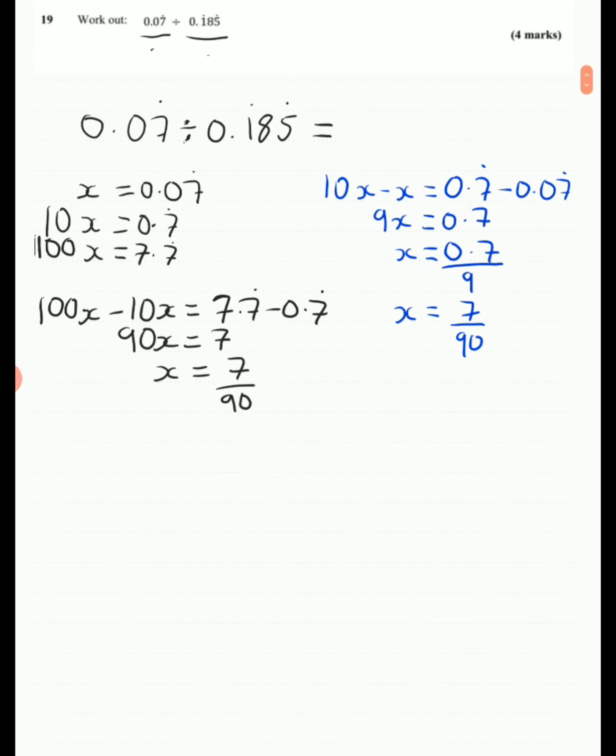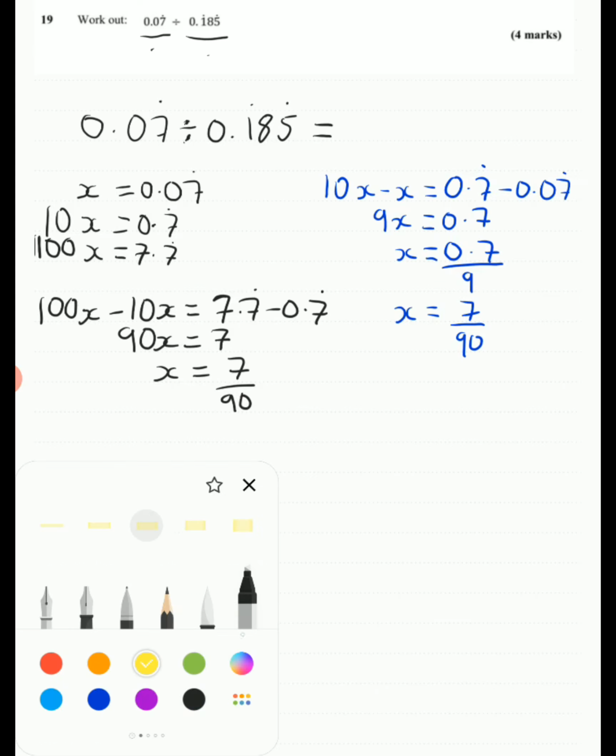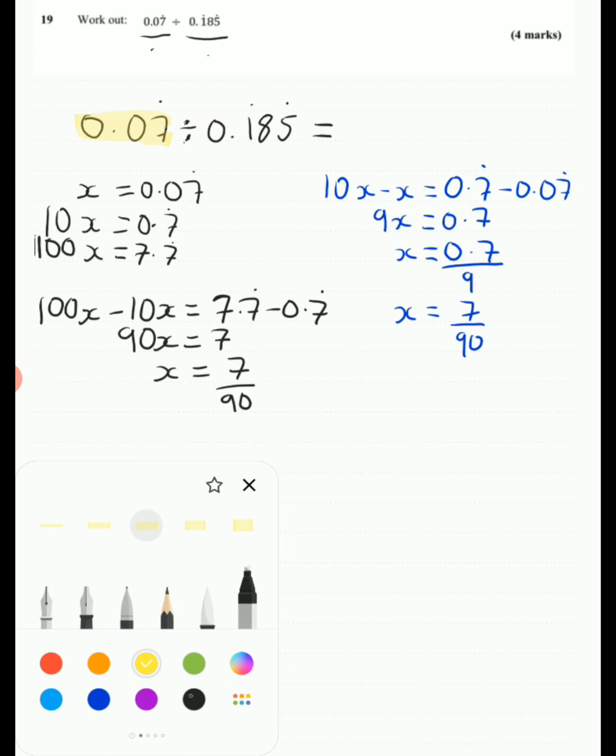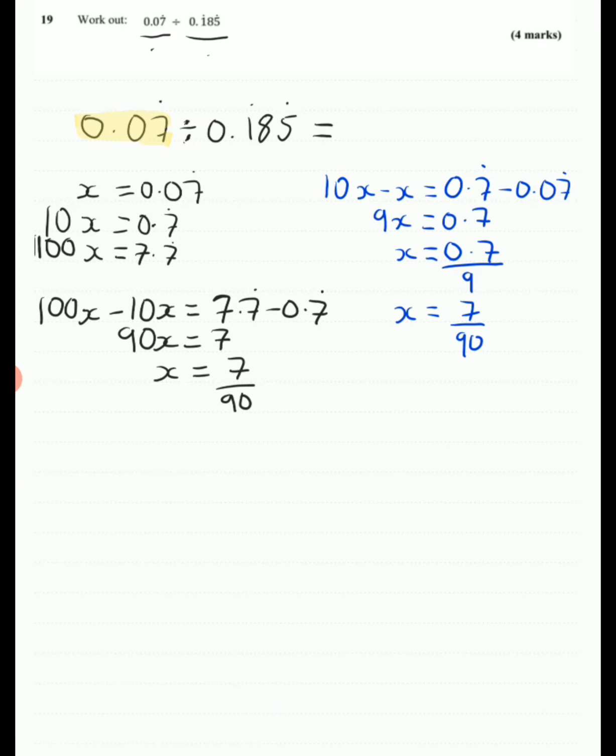And there we go. So in both methods we get the same answer, but I prefer the left method just because I don't like to work with decimals within fractions, just to decrease the chance of getting something wrong. All right, that's the first part done. So we have completed the 0.07. Now, the next part is 0.185.